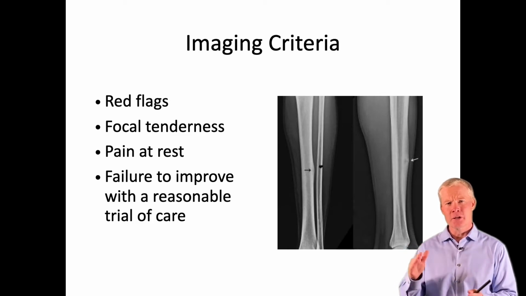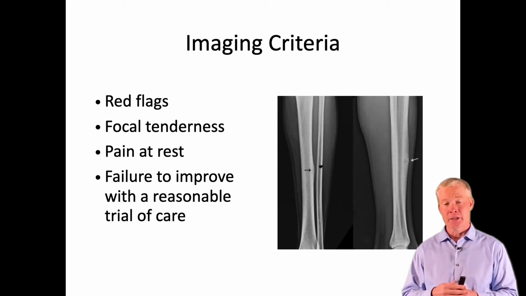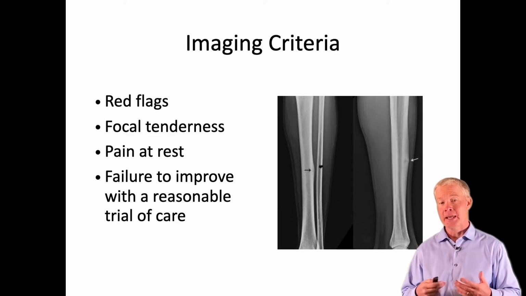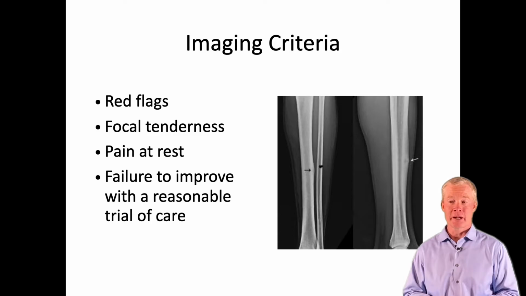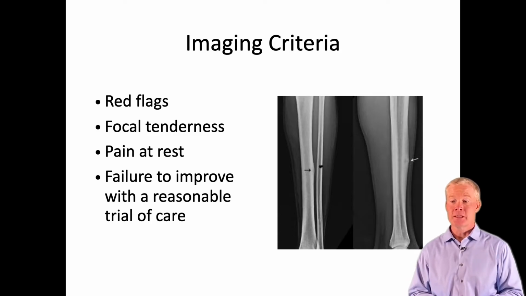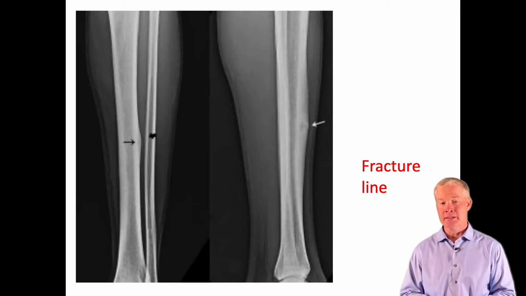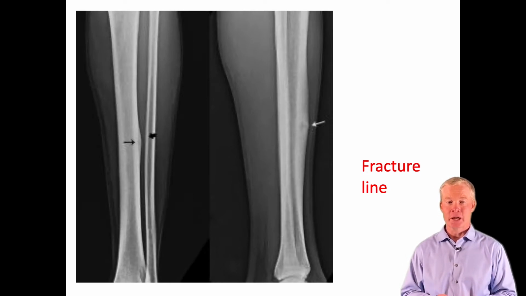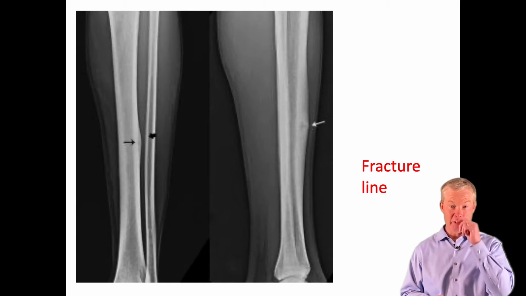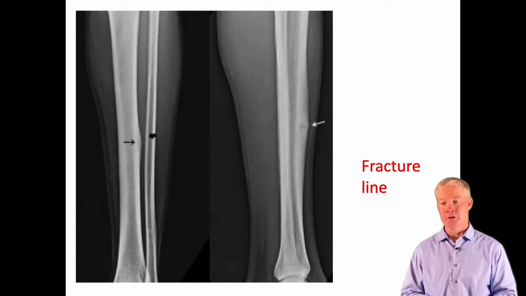But when we start to suspect the possibility of a stress fracture developing, we're going to image it, especially if there are red flags of focal tenderness, pain at rest, and they don't improve after a short period of care. The things that we're looking for are those little lines. So when we start to see periosteal elevation in the midshaft of the tibia and then a potential fracture line in the middle, that's what we're concerned about.